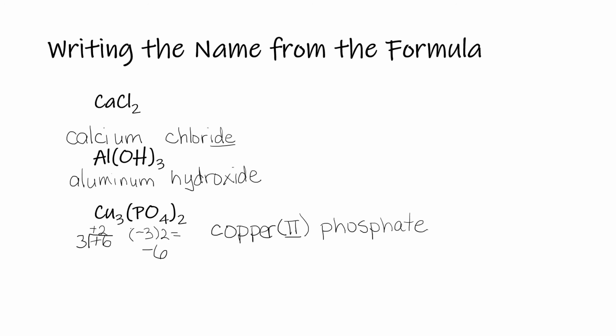Okay, so that is how you can write the name from the formula. Make sure that if you have a transition metal, you determine its charge first, so you can include that as a Roman numeral. Otherwise, it is simply the metal name first and then followed by the nonmetal with the ending changing to IDE or the name of the polyatomic ion.